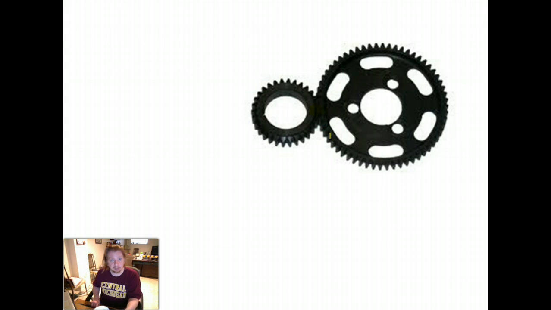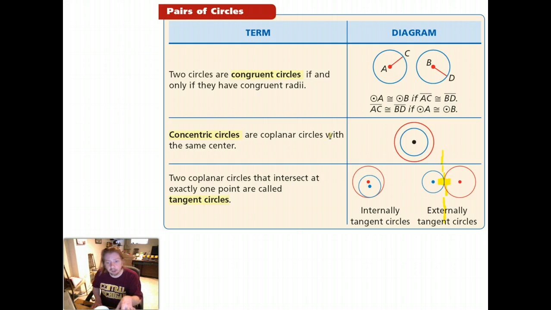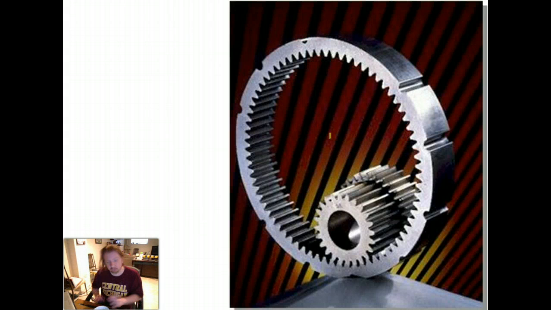Now you can also have, what's the technical term, externally tangent circles. That makes sense, right? They're outside each other. We can also do internally tangent circles. So here's one circle, it goes around the big outside, and here's another circle, it goes around on the inside, and then there's the point of tangency right there, where the two circles hit.